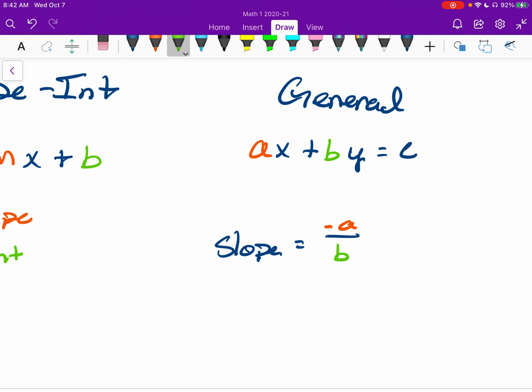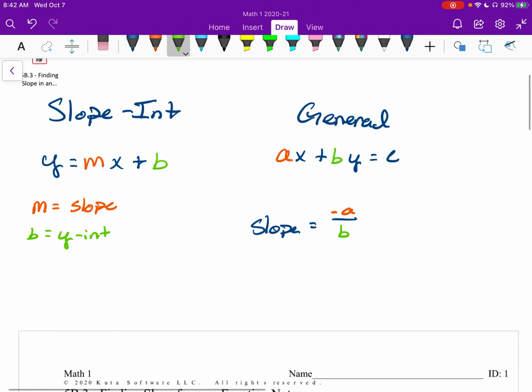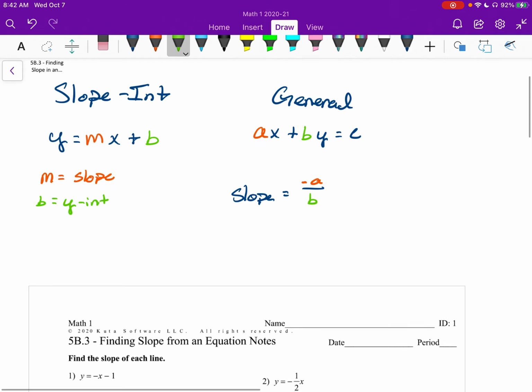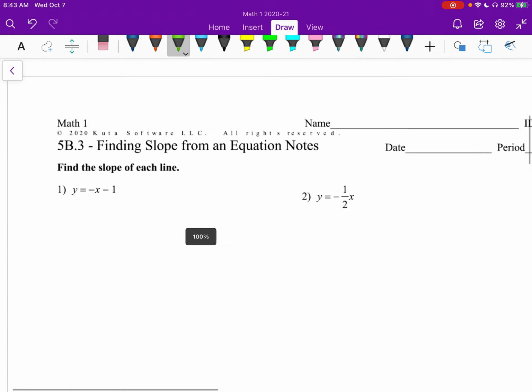So again, you can take that general form and really quickly grab out what the slope is. Not quite as quickly as slope-intercept form, but it's still quickly, right? And the reasoning there is that if you do solve general form for y and make it look like slope-intercept form, you'll have a negative a over b in front of your x term. So those are two forms of a line. But let's look at number one and we'll see what we can do.